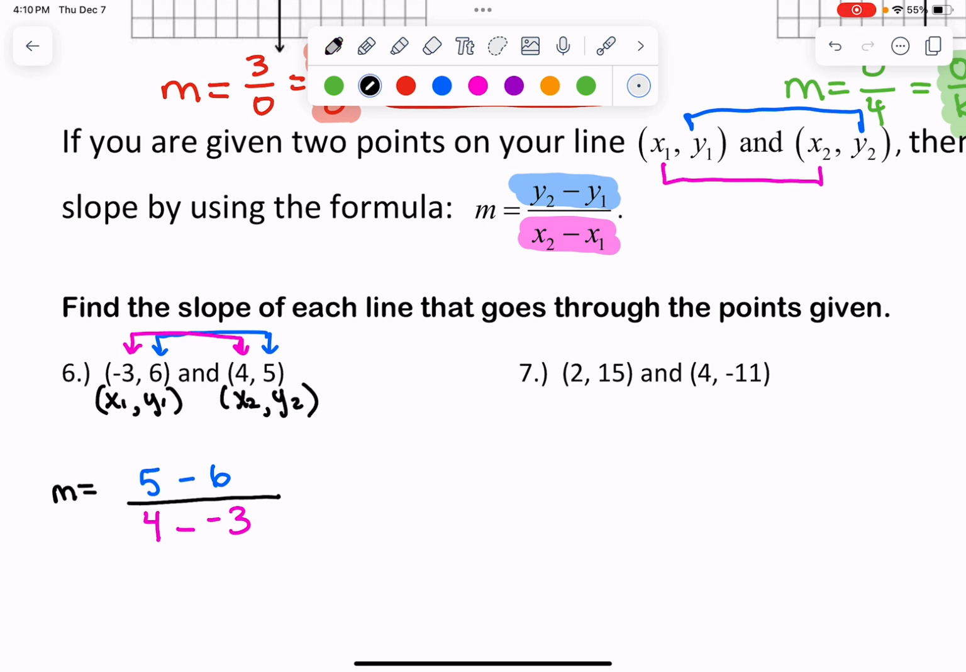So now we can go ahead and do our subtraction up top. And 5 minus 6 is negative 1 over. In the denominator, notice that you have minus minus. Minus minus always becomes plus plus. So 4 plus 3 is going to give me a 7. So this tells me that my slope is negative 1/7.